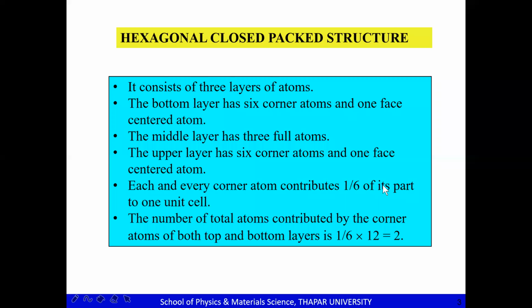So your corner atom contributes 1/6 to the unit cell. The number of atoms contributed by the corner atoms of both top and bottom layer is now 1/6 by each corner. And how many corners do you have? 6 at the base, 6 on the top. So 6 plus 6, 12. So 1 by 6 into 12, that comes out to be 2 atoms. So corners effectively contribute 2 atoms to the unit cell.